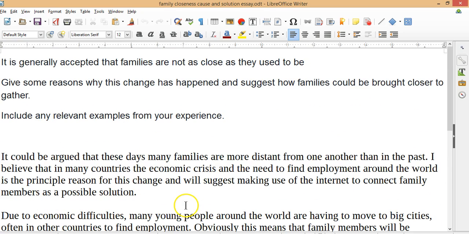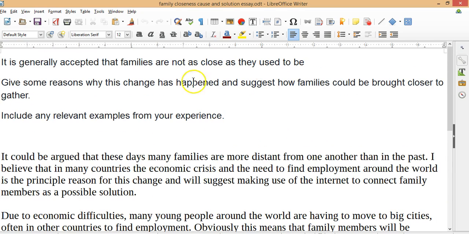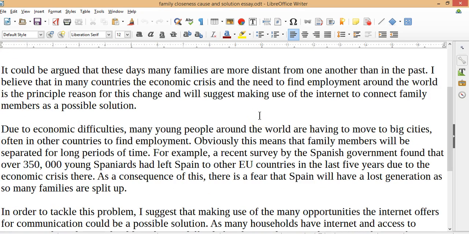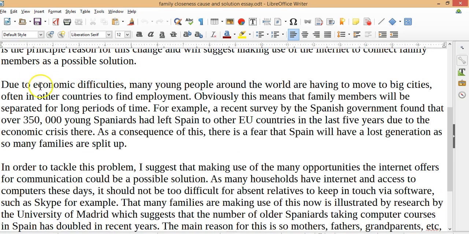So you can see how I lay things out right from the start. So I move from the general, families are not as close, to the specific. What does that mean exactly? So it could be argued many families are distant. Okay. Why? One cause is the crisis and the need to find employment. Okay. And a solution, making use of the internet. And then you spell it out.